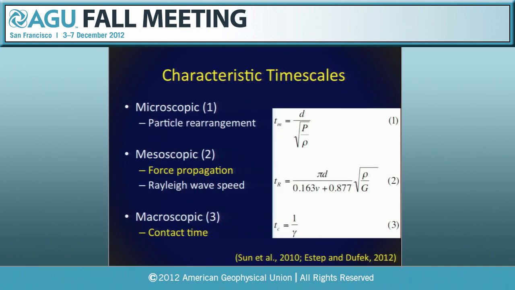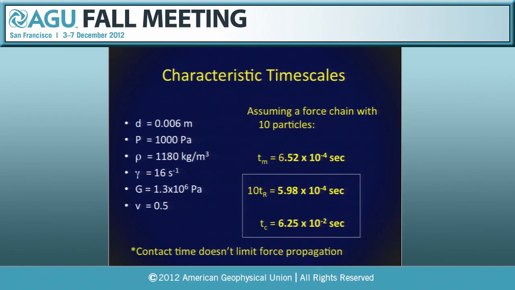Just to touch on these characteristic timescales real quickly, I'm going to focus on the last two here: the mesoscopic or force propagation timescale, which is modeled as the Rayleigh wave speed, and the macroscopic or contact timescale, which is just the inverse of the shear rate. What we want to do is compare these two and see if the contact time limits force propagation for these force chain processes. If we assume a force chain with 10 particles and use the properties of the photoelastic disks, the soft plastic, we see that the Rayleigh wave speed is two orders of magnitude shorter than the contact time.